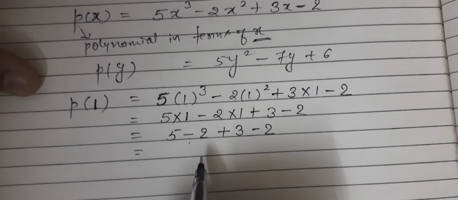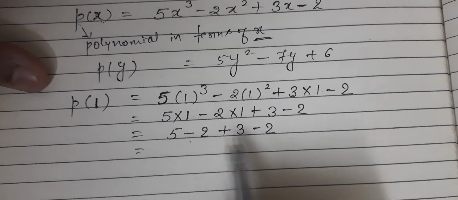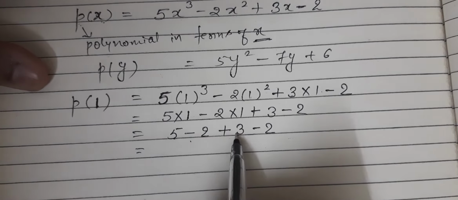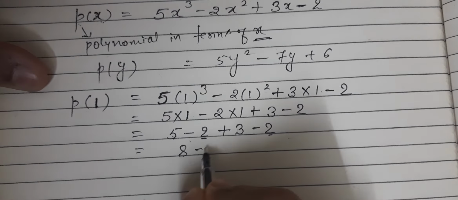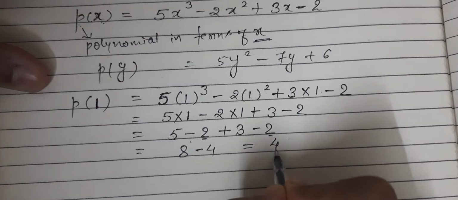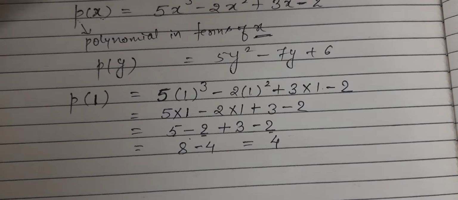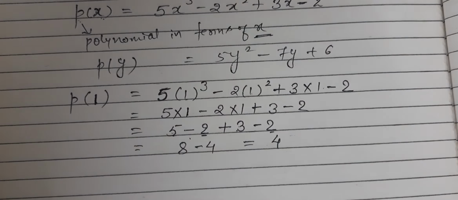Okay, so first I will add positive numbers, then negative numbers. So 5 plus 3, both are positive, so 5 plus 3 is 8, and minus 2 minus 2 is minus 4. So the answer is 4. Okay, this is the way we can put the value. We can put any value in the polynomial.